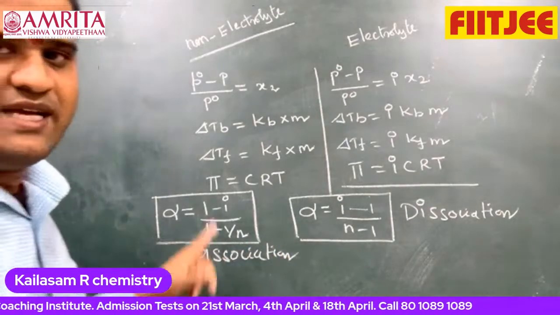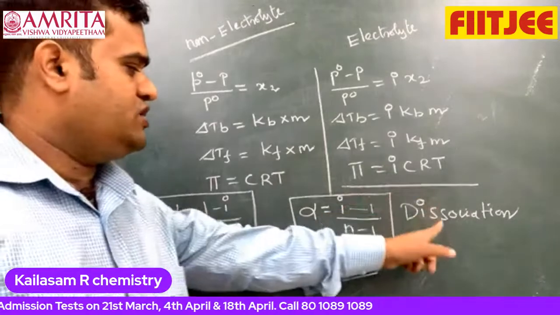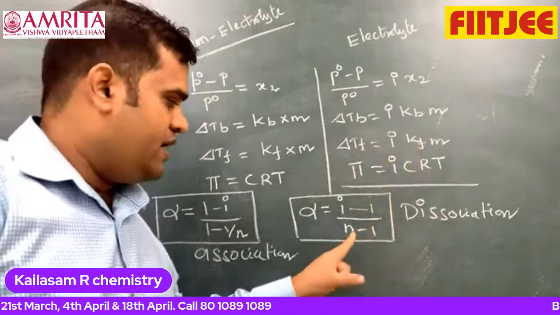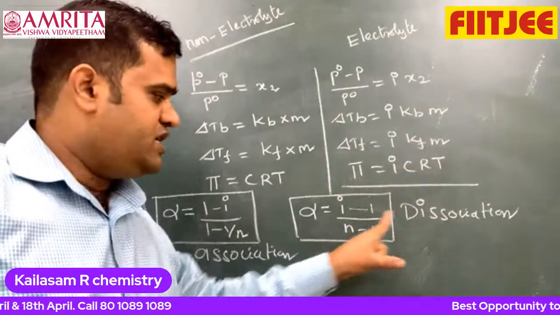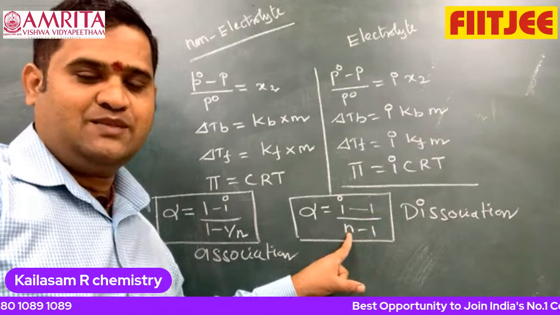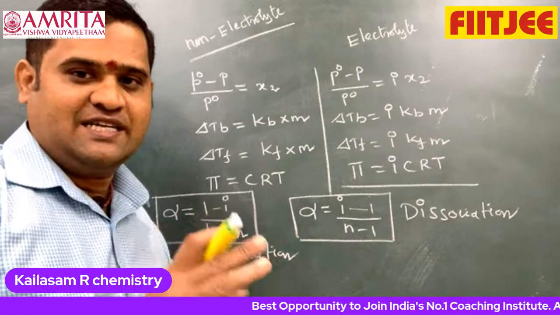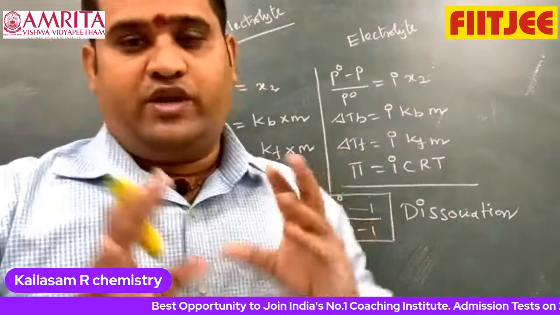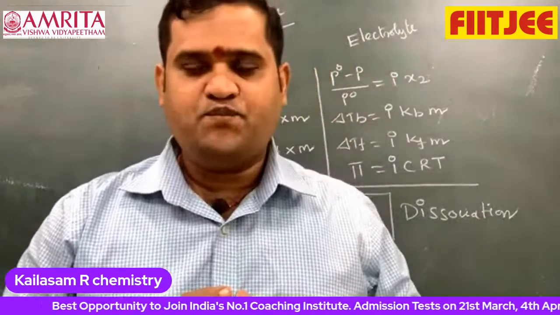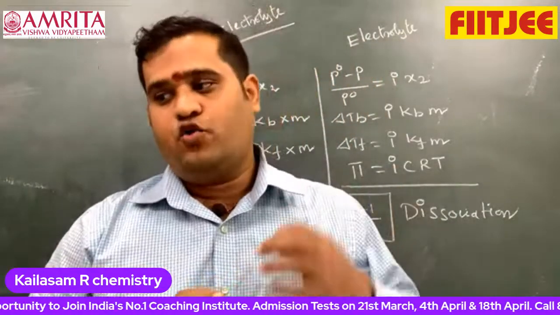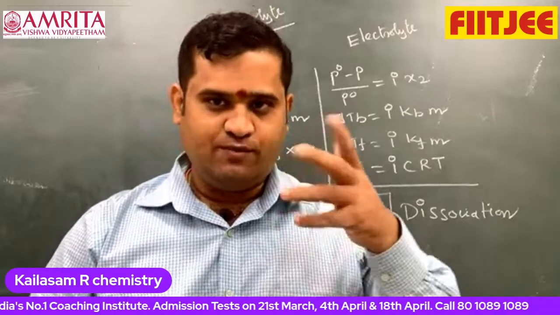For association, i is less than 1. For dissociation, i is greater than 1. Here n is nothing but, for dissociation, the number of particles present inside the solution. We'll discuss the questions. Now we will discuss some good questions which give you more and more confidence.